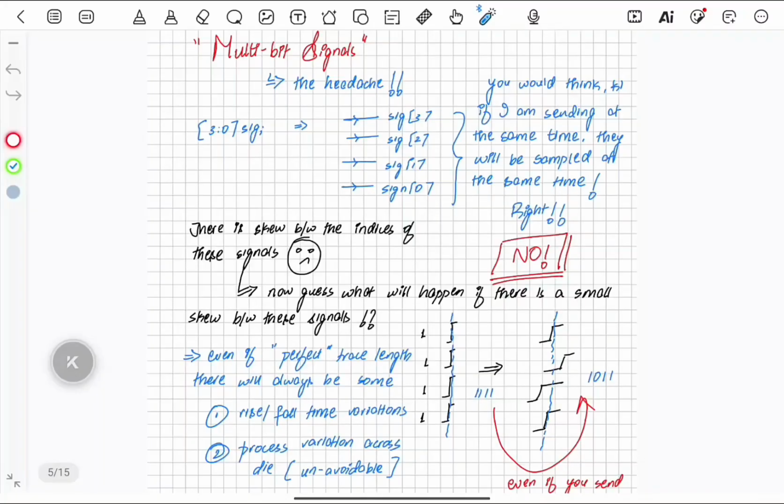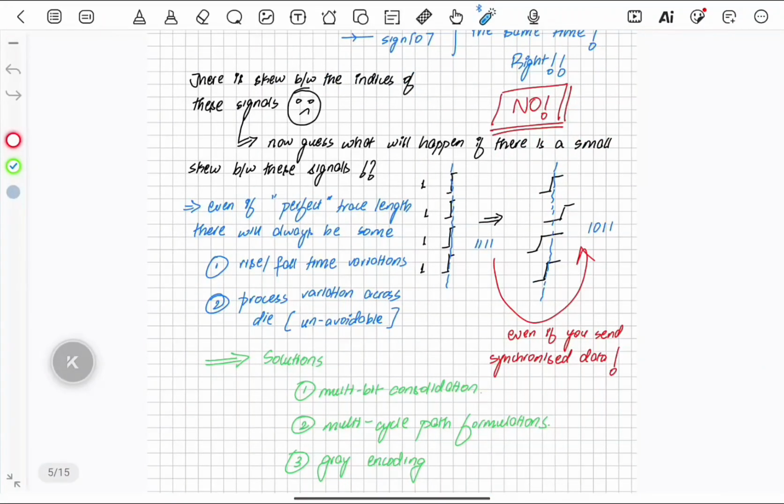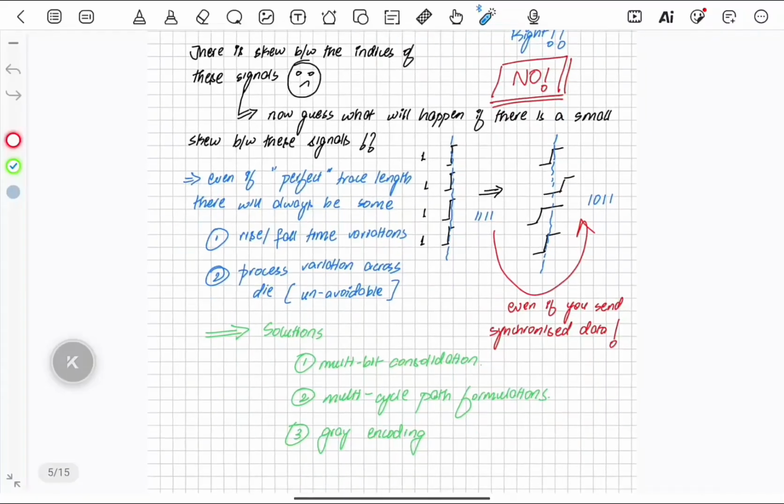You might say there might be a perfect trace length, the wire, the resistance, the capacitance, everything is the same. But still, you can never guarantee that. There will always be some small rise time, fall time variations. There will be process variations. The chip is never uniform. If you have read the flow, you know the process will always have some variations. So it's unavoidable, and this is bound to happen one time or the other.